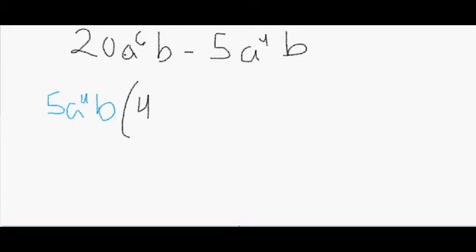Because 5 from 20 is 4, a^4 from a^6 is a squared, b from b is nothing anymore. 5 from 5 is just 1, we don't have to write that down, and a from a is nothing, and b from b is nothing. Oh, okay, well, you could just put minus 1 here. I didn't even realize that. Okay.